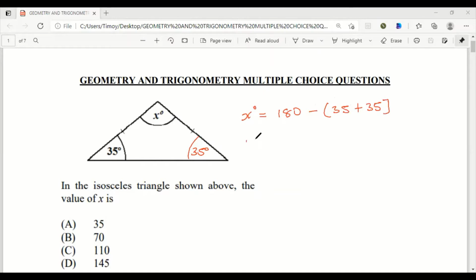And then x degrees is going to equal 180 minus 35 plus 35. That's just going to give us 70 degrees. And 180 minus 70 degrees, that's going to leave us with 110 degrees. So x degrees here is equal to 110, and that option is going to be C.